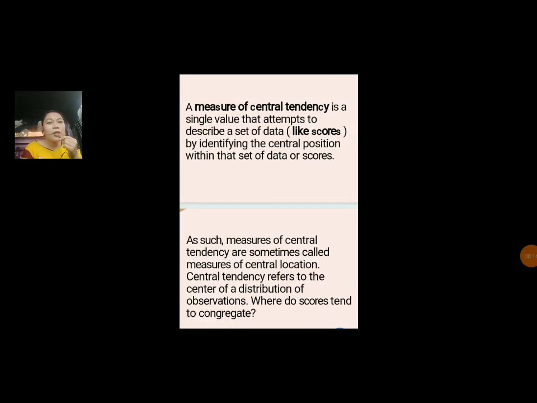So a measure of central tendency is a single value that attempts to describe a set of data, like scores, by identifying the central position within that set of data of scores. As such, measures of central tendency are sometimes called measures of central location. So central tendency refers to the center of a distribution of observations.